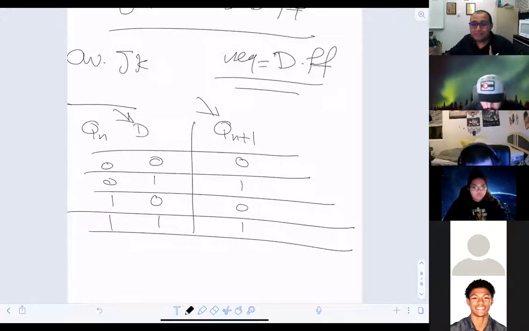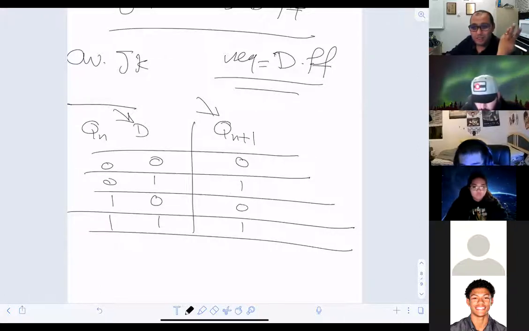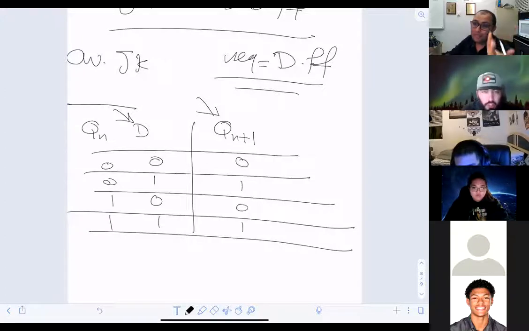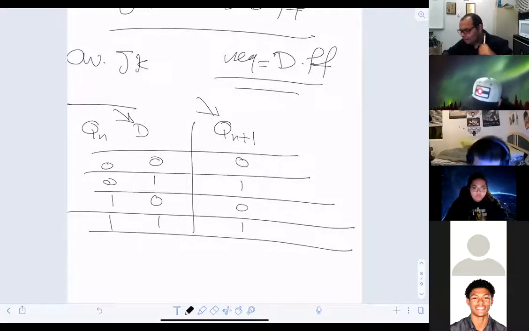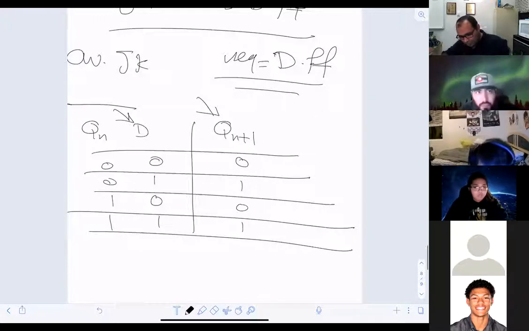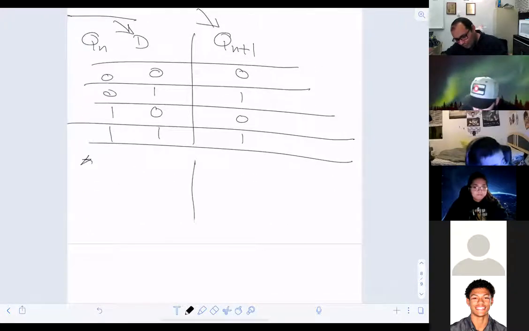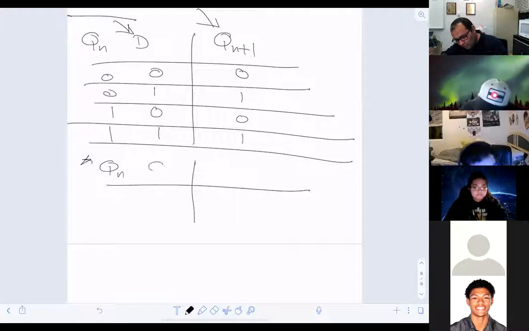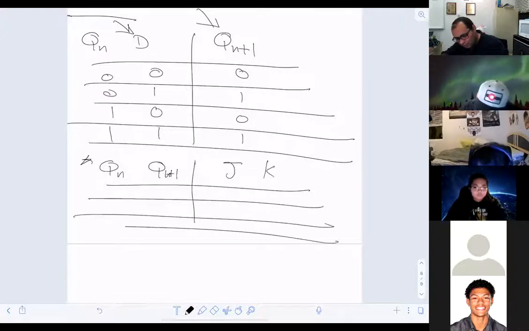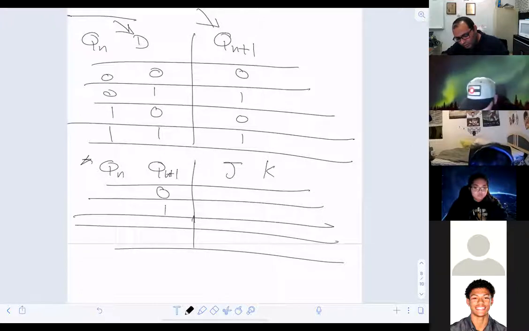Now we're going to do this trick of the available excitation table. Who is our excitation table? Excitation table for who? For the available. Okay. JK, see, this guy's tricky. I know he is tricky. Anyway, so that means I'm going to put my excitation table on the side like this. Say Qn, Qn plus 1, JK. 1, 2, 3, 4. 0, 1, 0, 1, 0, 0, 1, 1.